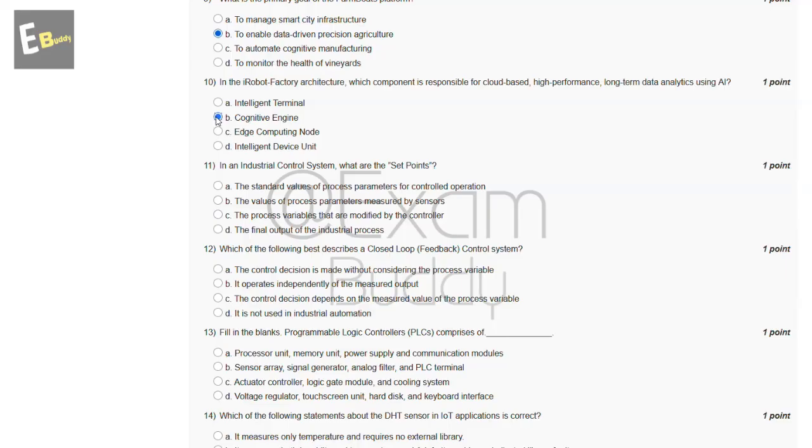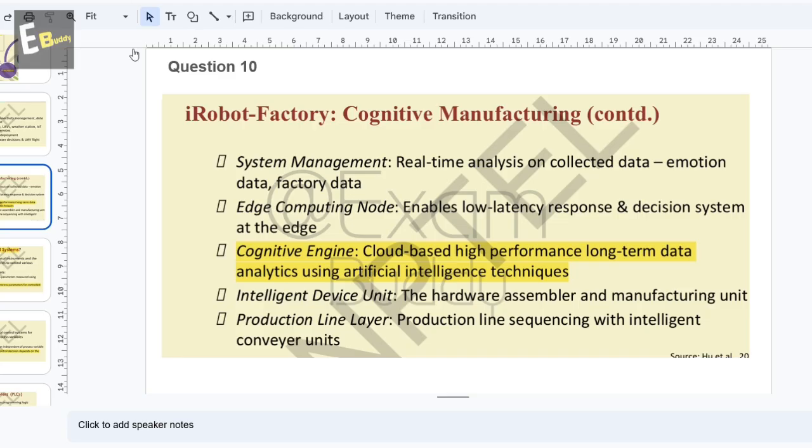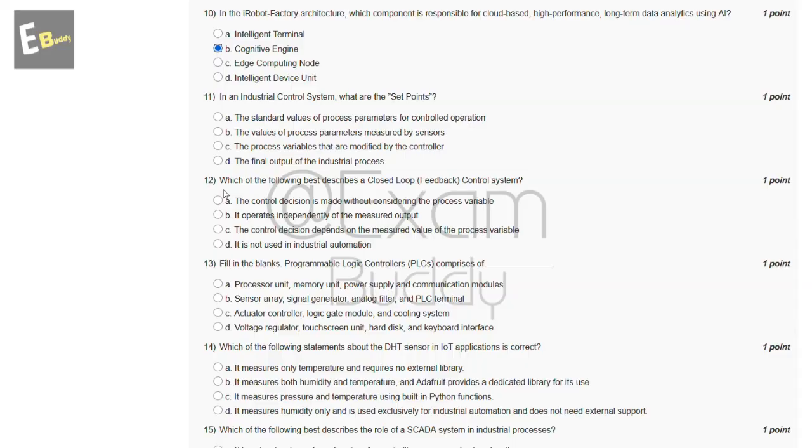Now the 11th question is, in an industrial control system, what are the set points? So these are the options. And now let's check the answer of our 11th question. So question 11, industrial control system. Set points are standard values of the process parameters for controlled operation of the process. So the answer of our 11th question is A.